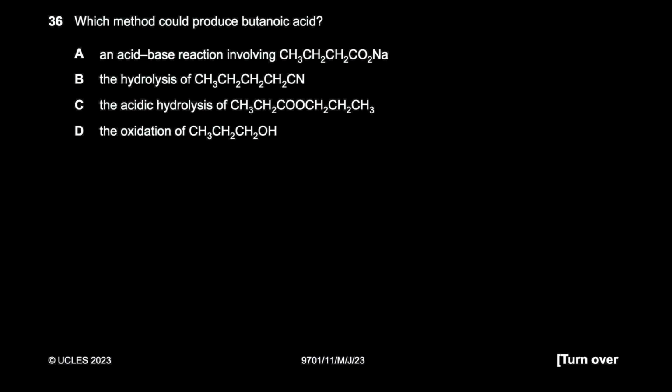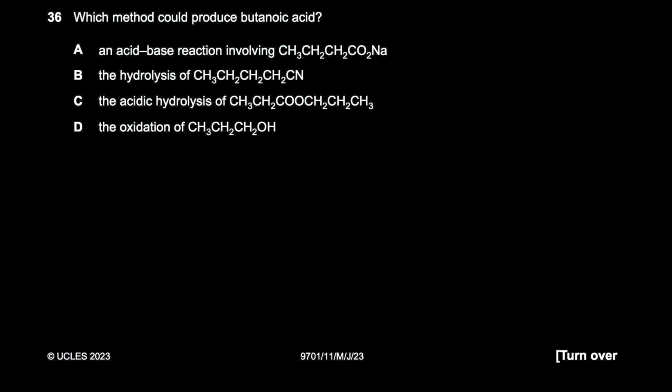Which method would produce butanoic acid? An acid-base reaction involving sodium butanoate. The answer is just A. That's correct, right? Because what we have here is CH3, CH2, CH2, CO2 minus. If you just add acid, you get butanoic acid.